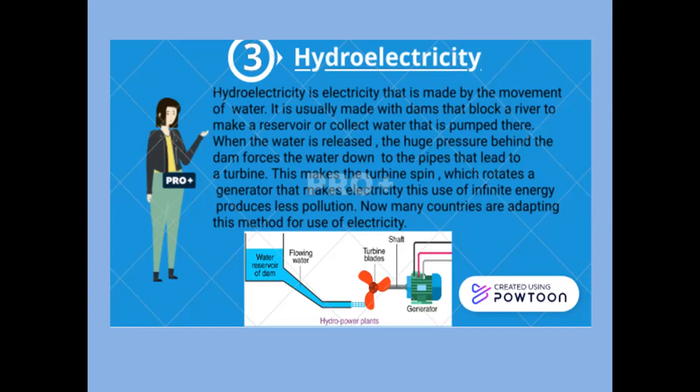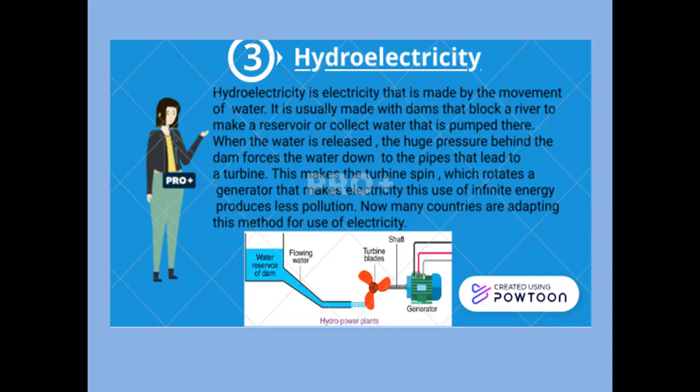Let me explain. Now, hydroelectricity is basically the electricity that is made by the movement of water. And I'm sure you must have heard of dams. Yes, that's the most important part in the hydroelectricity process. So what do the dams do? They block a river to make a reservoir, or they sometimes even collect water that is pumped there. And once the water is released, the huge pressure behind the dam forces the water down to the pipes, and these pipes lead to a turbine.